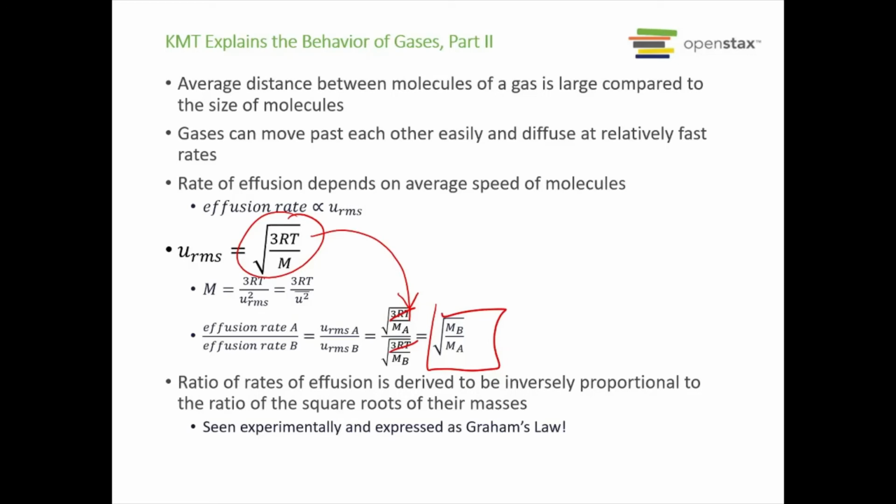The ratio of the rates of effusion are inversely proportional to the ratio of the square roots of the masses. So this has been confirmed experimentally, and we have just seen it as Graham's law as well. We just went and re-derived it.